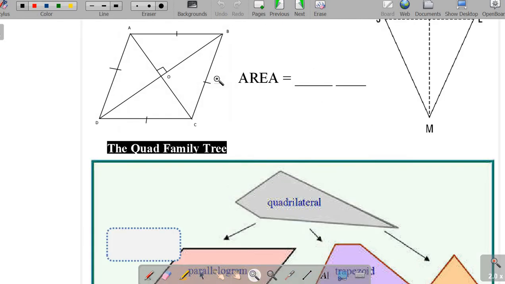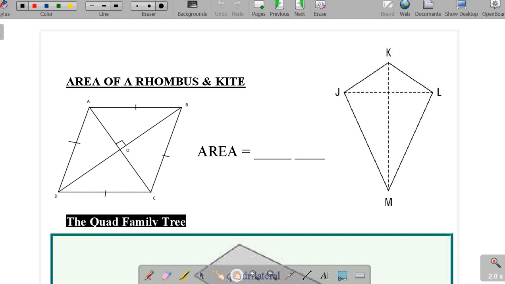Area of a rhombus or a kite, and the reason why rhombus and kite have the same equation is they have this in common. They have, if you trace, please, and do this now, trace one diagonal, trace that. What do these diagonals have in common? They are perpendicular, so that's what they have in common.